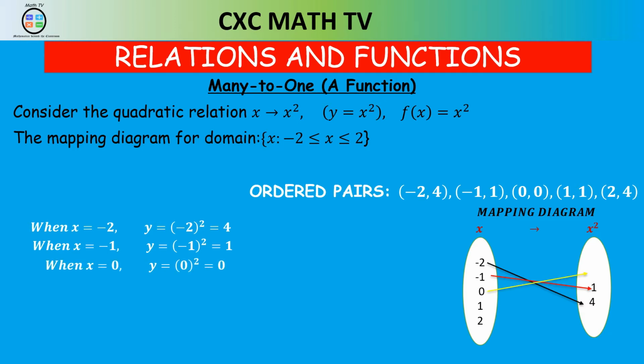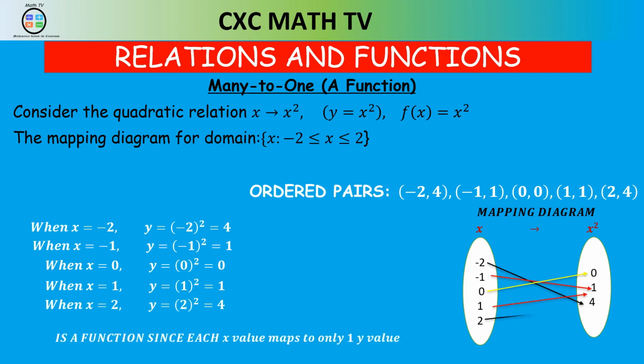Alright. Now once we get our x and y values, we have our ordered pairs. And so we can put it on the mapping diagram as being displayed on the screen. So ordered pairs are -2, 4; -1, 1; 0, 0; 1, 1; and 2, 4.